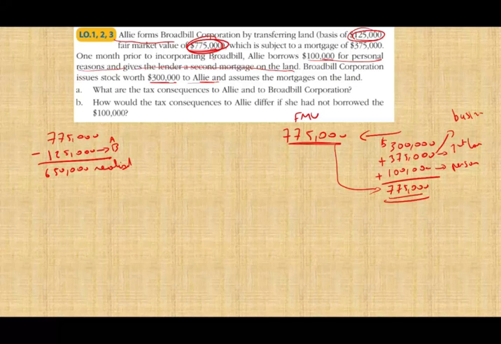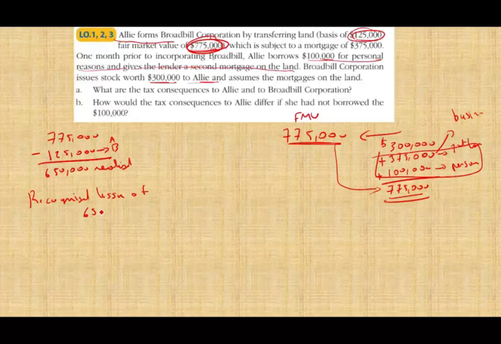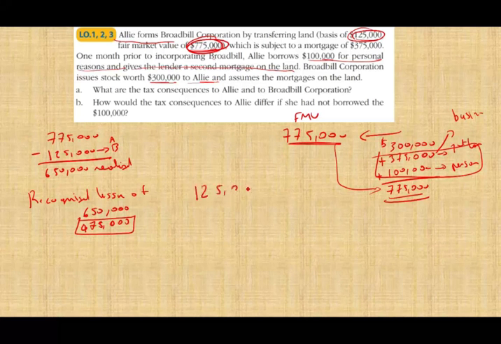Now, what is the recognized gain? How much gain are we going to recognize? Since this is considered boot, remember, this is boot because of the 100,000 personal loan. The recognized gain is the lesser of 650 or 475. Why 475? It's the 375 plus 100,000. The lesser of these two is 475. Now, what is the basis in this property for Ali? We're going to start with the basis transferred, 125. Basis transferred plus the recognized gain of 475,000 worth of property.